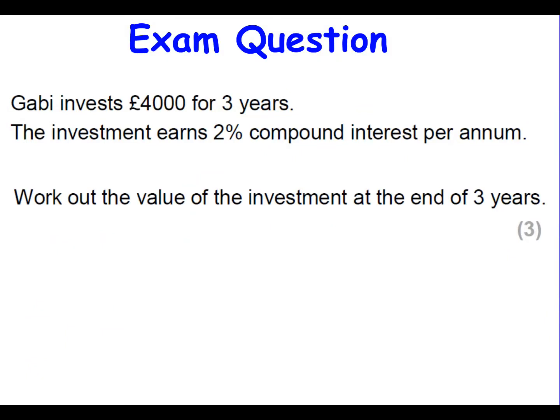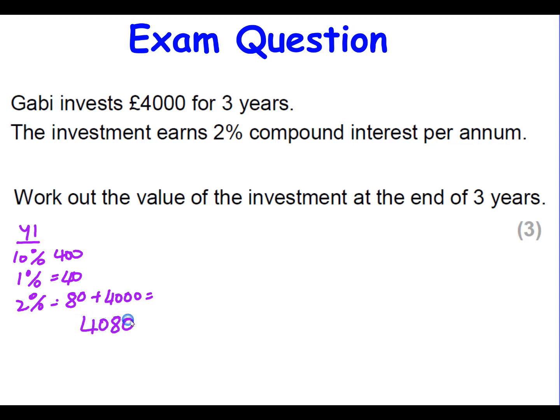So here's an exam style question on compound interest. Gabby invests £4,000 for 3 years. The investment earns 2% compound interest per year. Work out the value of the investment at the end of the 3 years. So for year 1, we have 10%, which is £400, and we have 1%, which is £40. So 2% means £80 interest. So her amount at the end of year 1 is £4,080.